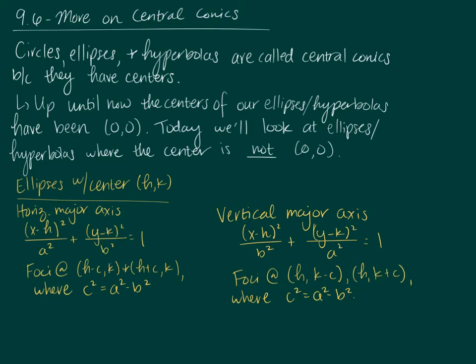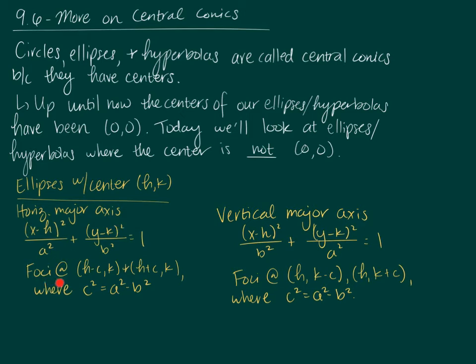The difference here is that instead of being x squared and y squared, it'll be (x minus h) quantity squared and (y minus k) quantity squared, respectively. The a and the b are exactly the same as they were in previous lessons. So the largest denominator is a squared, the smallest is b squared. In this case, because it's a horizontal major axis, your a squared should be larger and under the x.